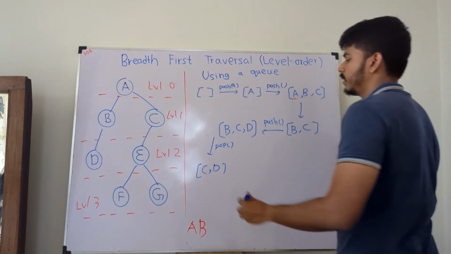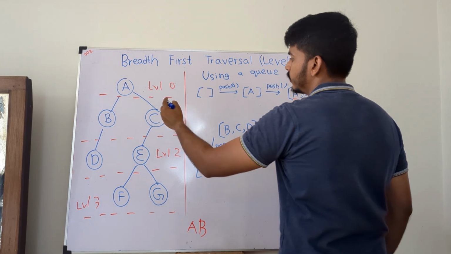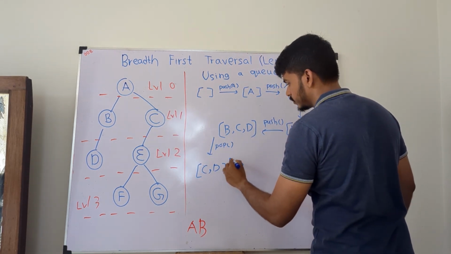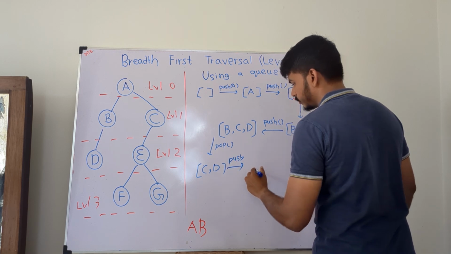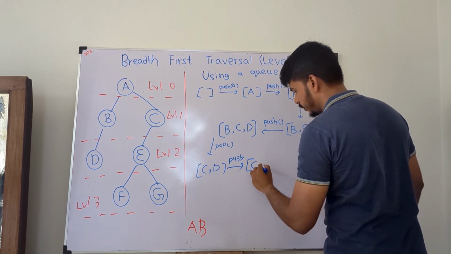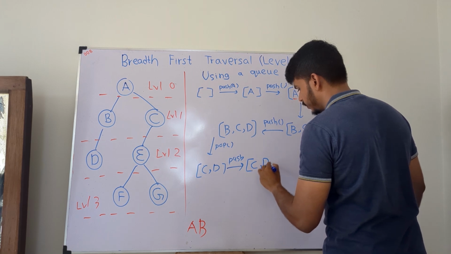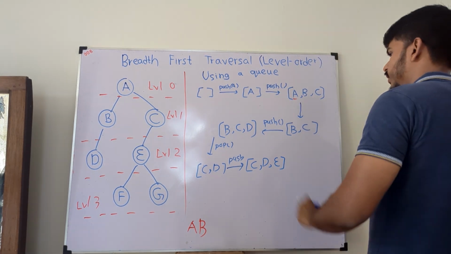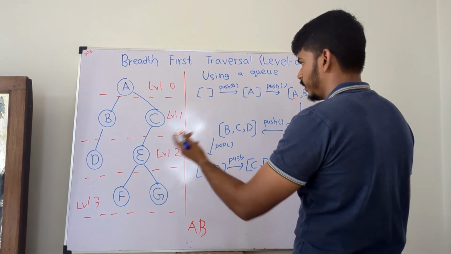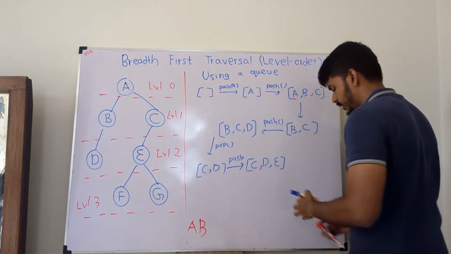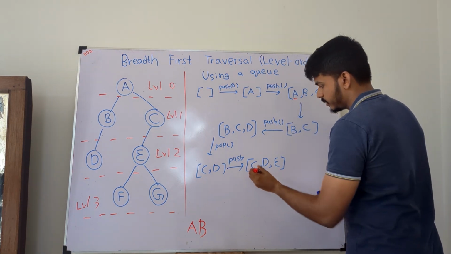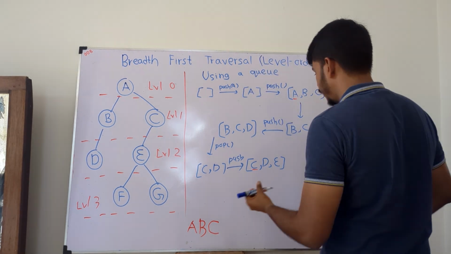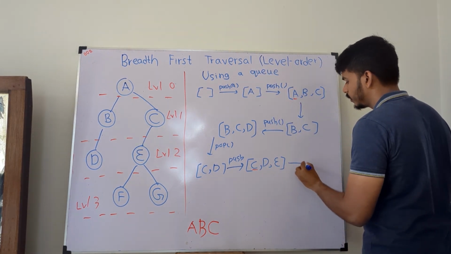Then after that, pushing the children of C, which is E. C, D, then E. That's all the children of the C node. After that, we are going to pop the front node again, which is C. Going to write it here. Remaining is going to be D and E.